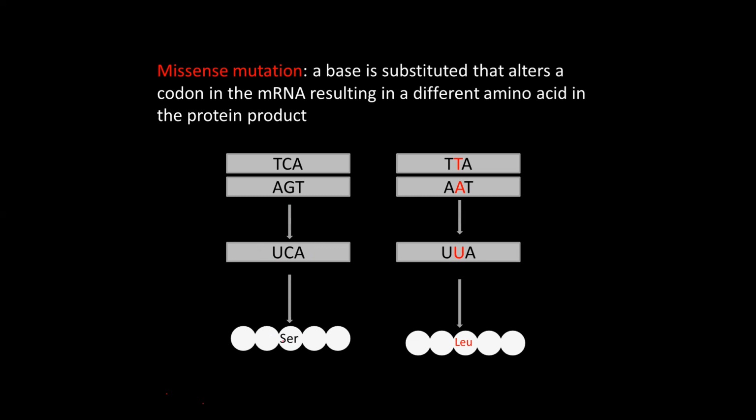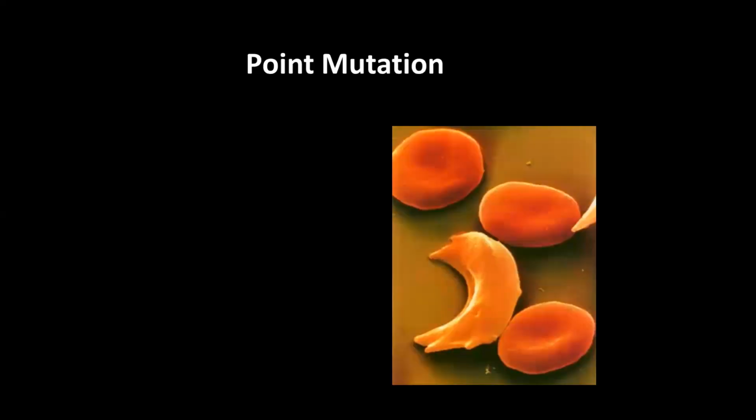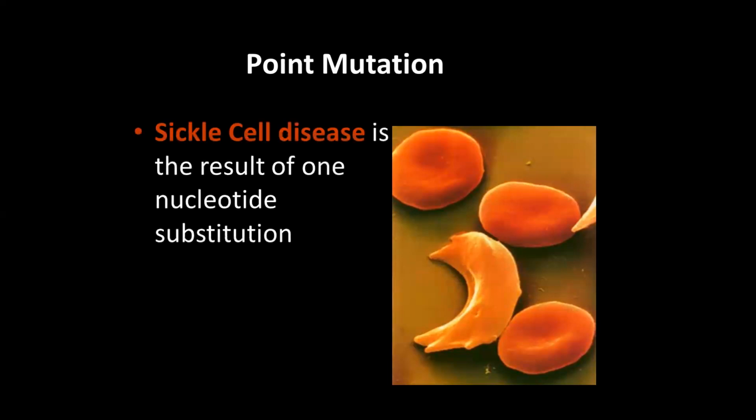So in the normal chain, there is serine. But because of mutation, because of base pair substitution, the codon of the mRNA gets altered. That means UCA is converted into UUA, because of which instead of serine, there is now leucine. So there is a change in one amino acid in the whole protein chain because of mutation. The classical example of base pair substitution leading to missense mutation, rather, you can say the classical example of missense mutation, is sickle cell anemia disease.